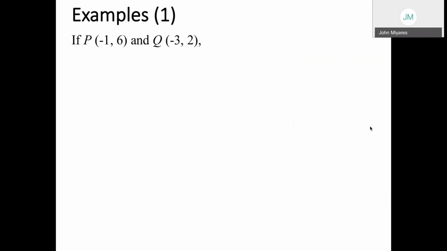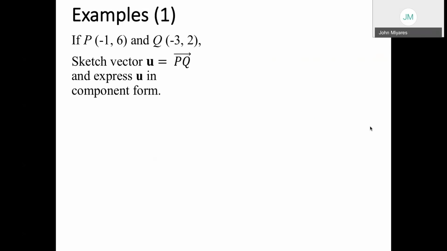Let's look at an example of this. Suppose I was given 2 points. Point P has coordinates (-1, 6), and point Q has coordinates (-3, 2). Let's say you're asked to sketch vector u, which could also be written as vector PQ, and then to express vector u in component form. Maybe you should pause this video to see if you can do this one on your own before we continue.